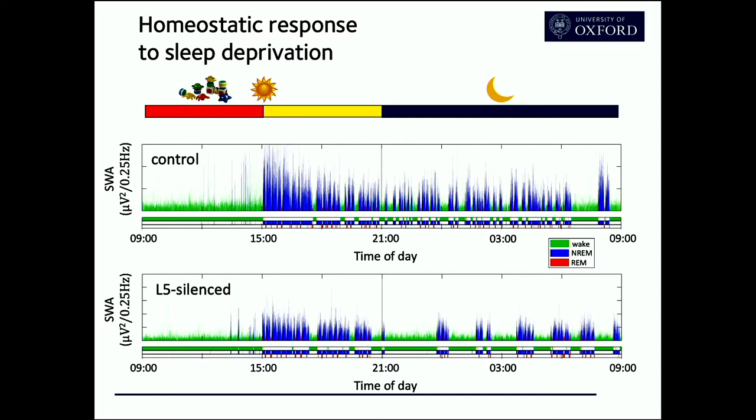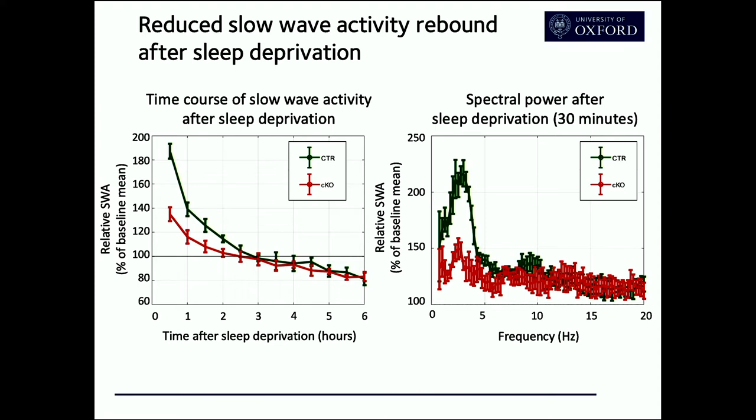And the animal wakes up at the onset of the dark period. And despite the previous sleep deprivation, we have actually long wake episodes during the dark period. And if we look into the data in comparison between genotypes, we see this decrease in slow wave activity in the conditional knockouts compared to controls. And this is specific to low frequencies, so it doesn't have anything to do with the general power.